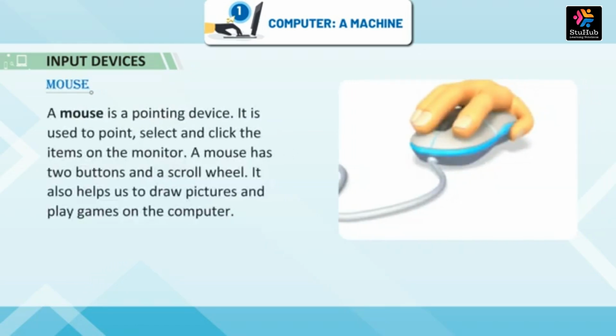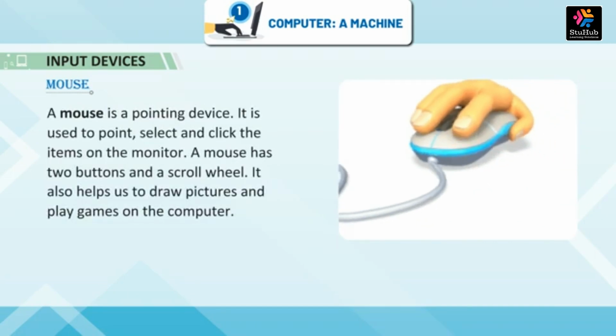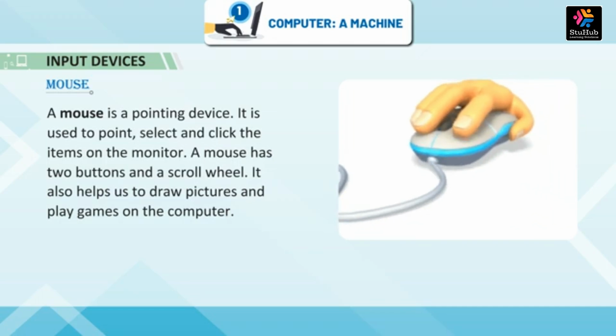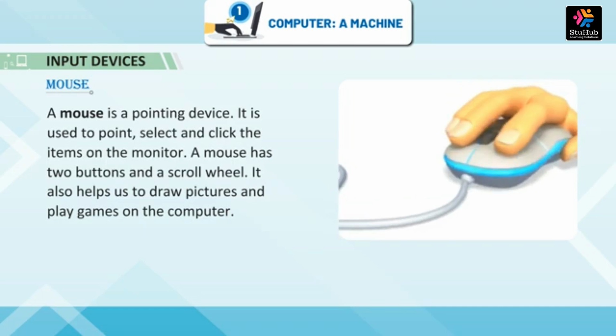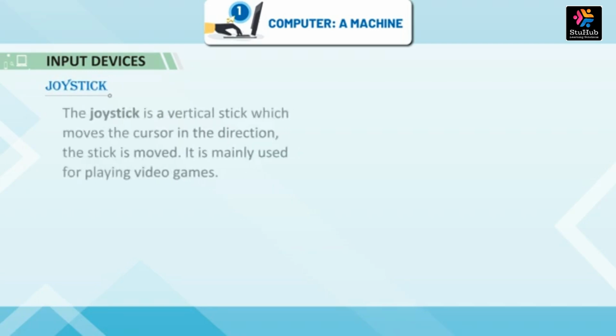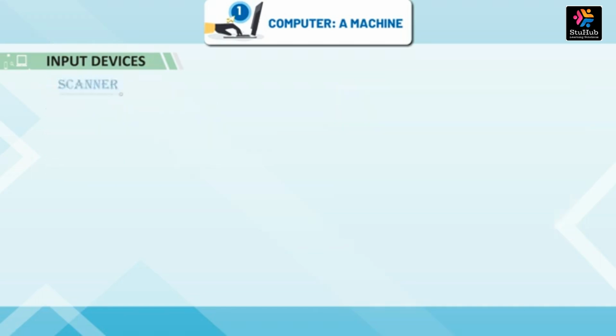Mouse. A mouse is a pointing device. It is used to point, select, and click the items on the monitor. A mouse has 2 buttons and a scroll wheel. It also helps us to draw pictures and play games on the computer. Fact Corner. The first computer mouse was made of wood, and it was invented by Douglas Engelbart. Joystick. The joystick is a vertical stick which moves the cursor in the direction the stick is moved. It is mainly used for playing video games.